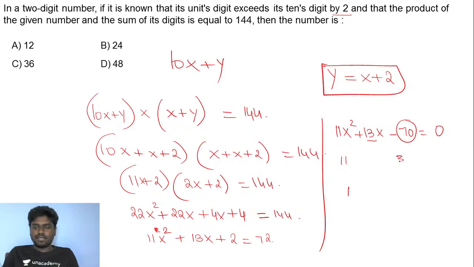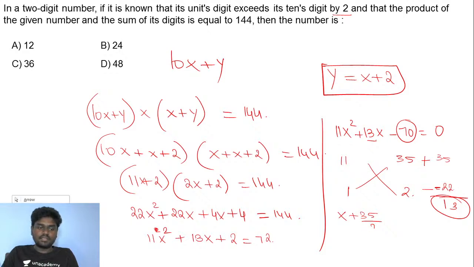So if you go for 35 into 2, 35 into 2 is 70, and if you do the cross method, this gives you 35 and this gives you 22, right? So if you try to subtract it, you'll be getting 13 exactly. So if that is the case, then I need to get plus 13. So this has to be plus 13, this has to be minus 22. So the exact roots are x plus 35 by 11.